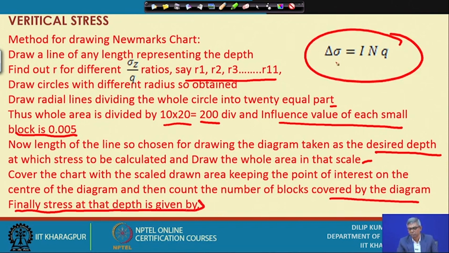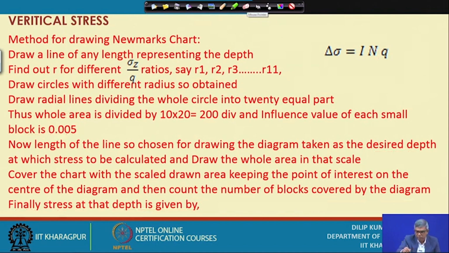Delta sigma will be equal to I times N times Q, where I is the influence value, N is the number of blocks we will count, and Q is the intensity which is applied at the surface. So, by that finally, we will get the pressure at a particular depth. This is also explained schematically in the next one.